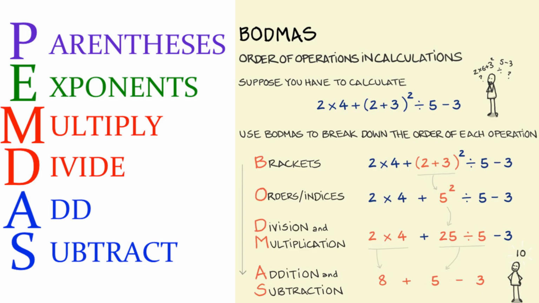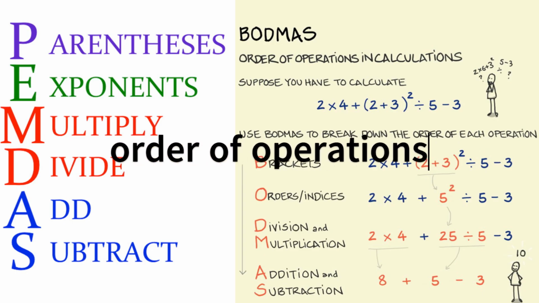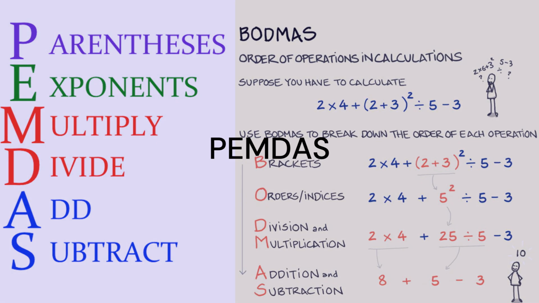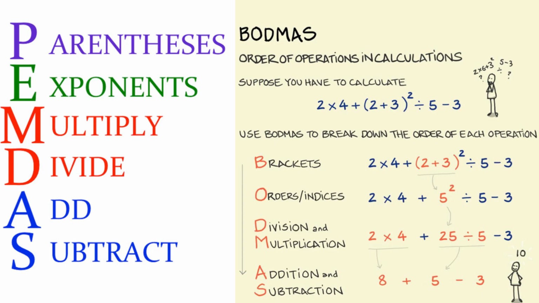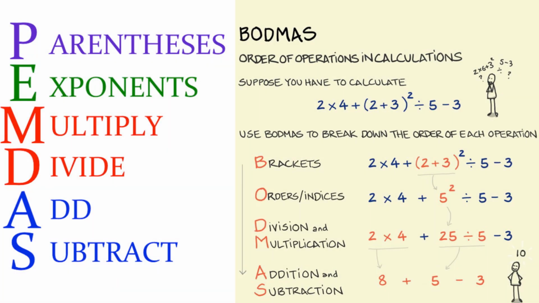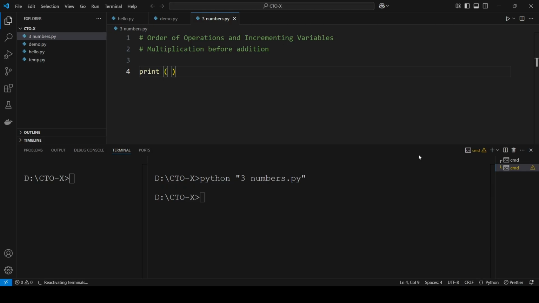Now that we've covered basic arithmetic operations, let's discuss the order of operations in Python. Just like in regular mathematics, Python follows a set of rules to determine the sequence in which calculations are performed. This follows the PEMDAS rule, which stands for parentheses, exponents, multiplication, division, addition, and subtraction. Some people also refer to this as BODMAS, which stands for brackets, orders, division, multiplication, addition, and subtraction, but the concept remains the same. For example, if we multiply 3 by 2 and then add 1, the multiplication happens first, followed by the addition. This gives us 7 as the final result.